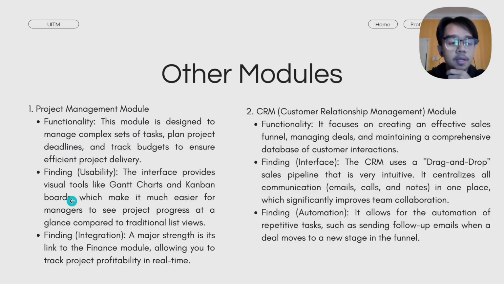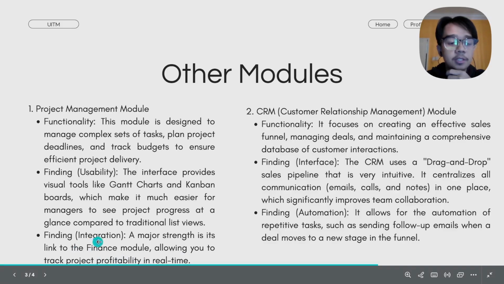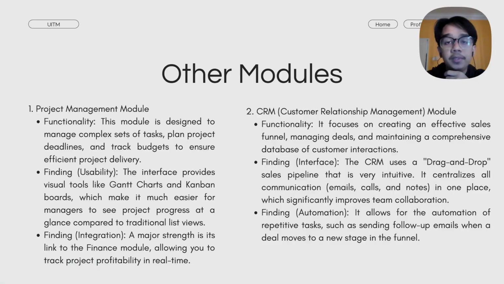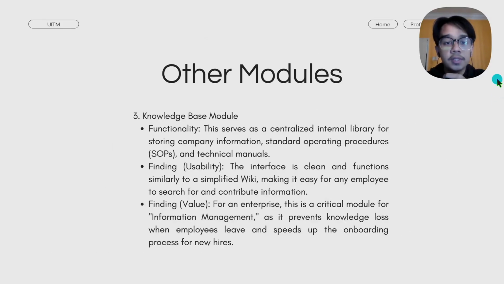So you can use things like Gantt charts and Kanban boards to monitor, and it is actually a major strength to link to the finance module, which allows you to track project profitability in real time. The last module is the knowledge base module. This module is basically an internal library where it saves all your SOPs. Basically, it's like a wiki. So it saves all the information. Maybe, for example, the process of repairing pipes, there is a procedure. So instead of messaging your client, it is inside this knowledge base module.